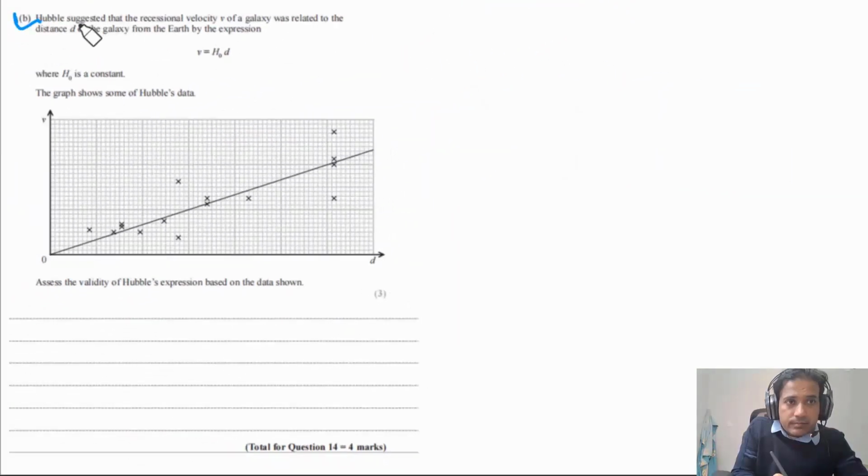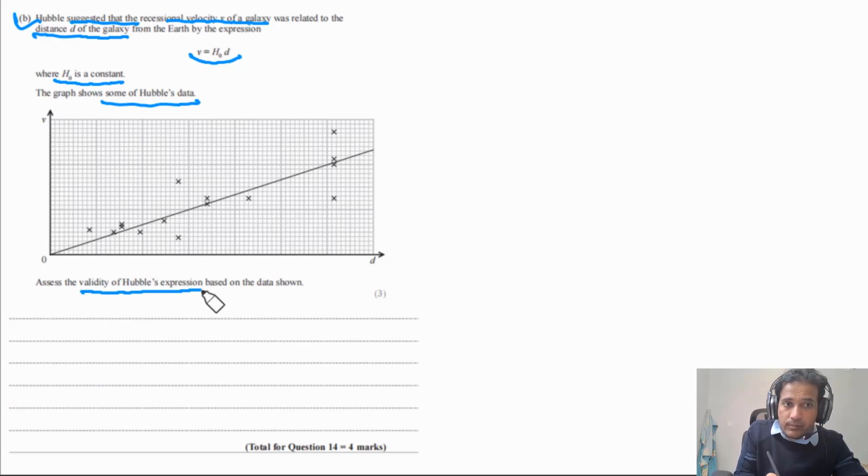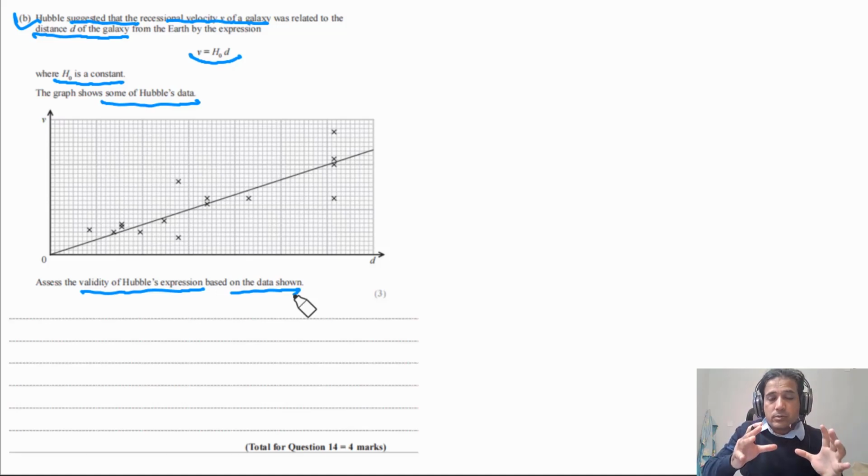Part B says Hubble suggested that recessional velocity v of a galaxy was related to the distance d of the galaxy from the Earth by the expression v is equal to h naught d, where h naught is a constant. The graph shows some of Hubble's data. Assess the validity of Hubble's expression based on the data shown. Means you have to talk about data. The validity must be explained based on data, not something by yourself.